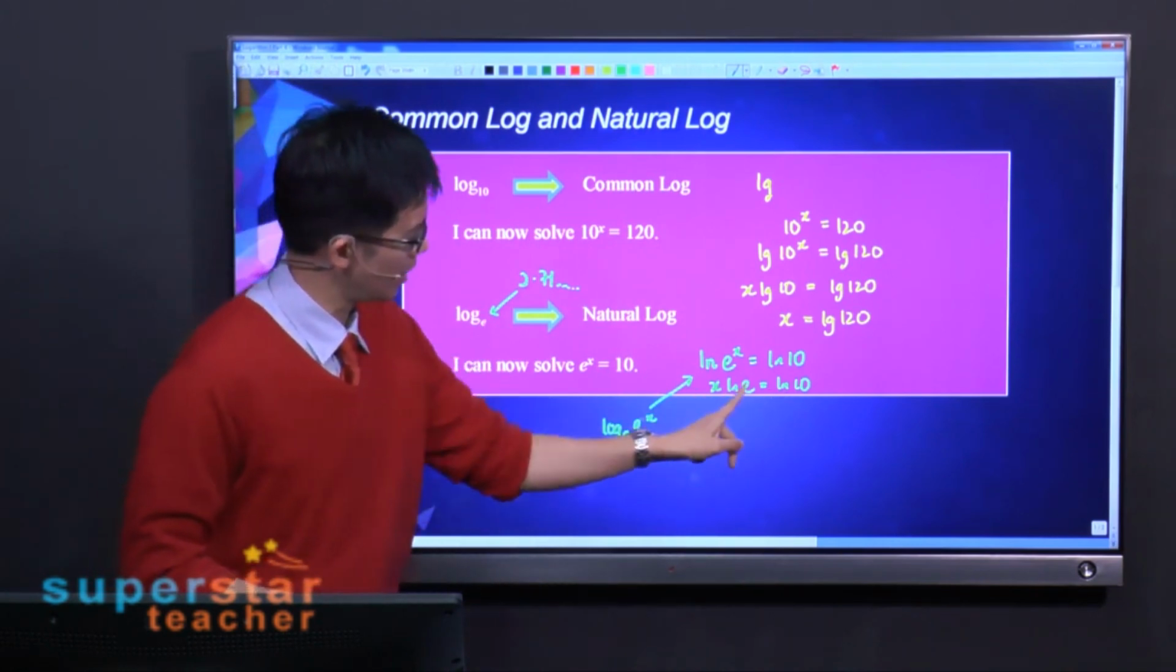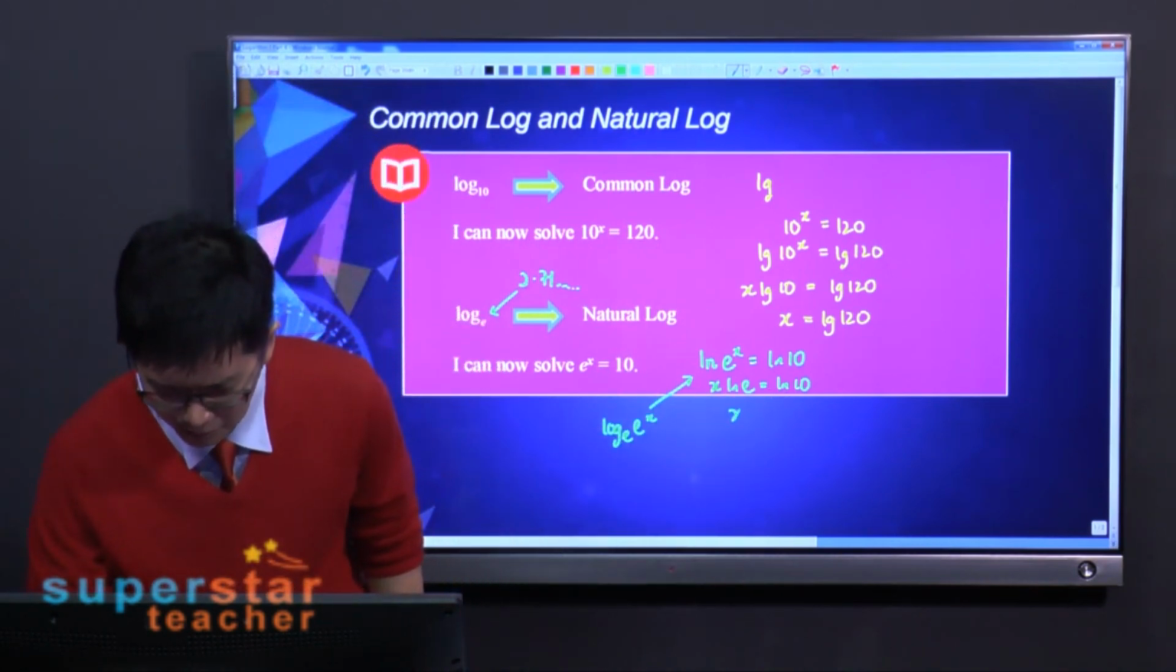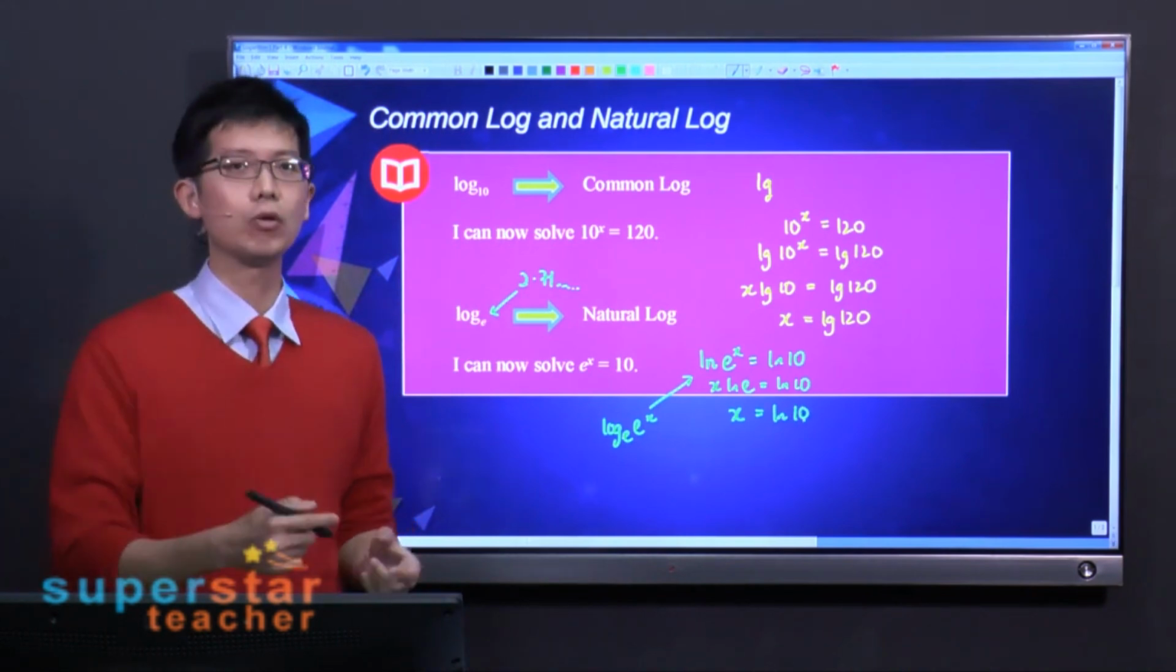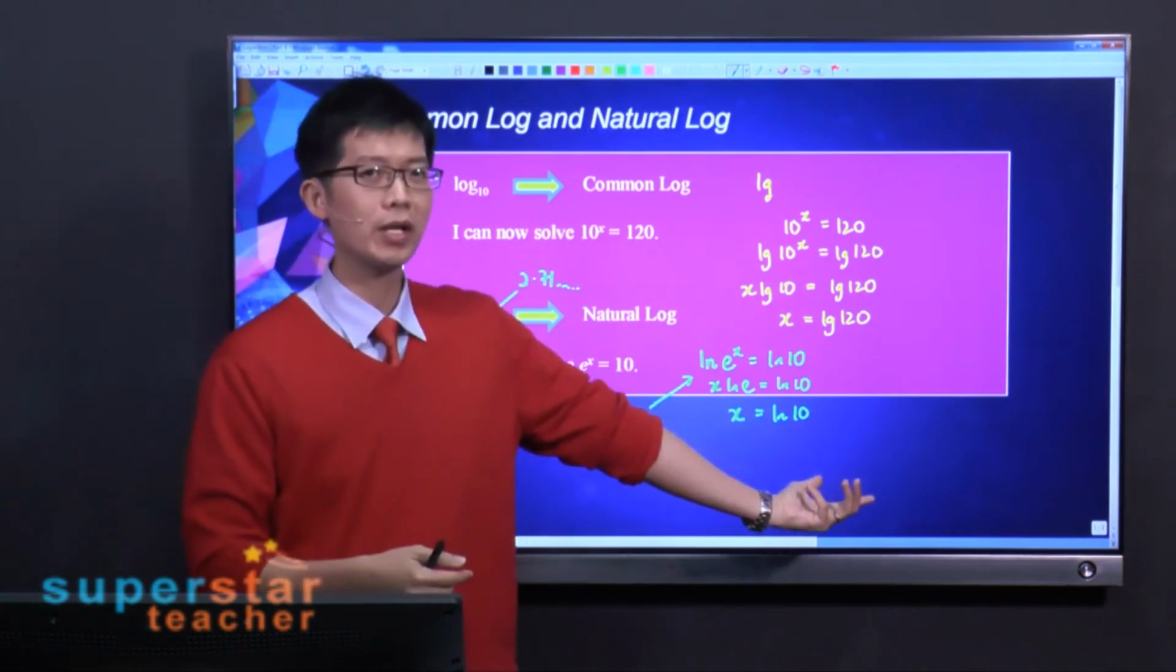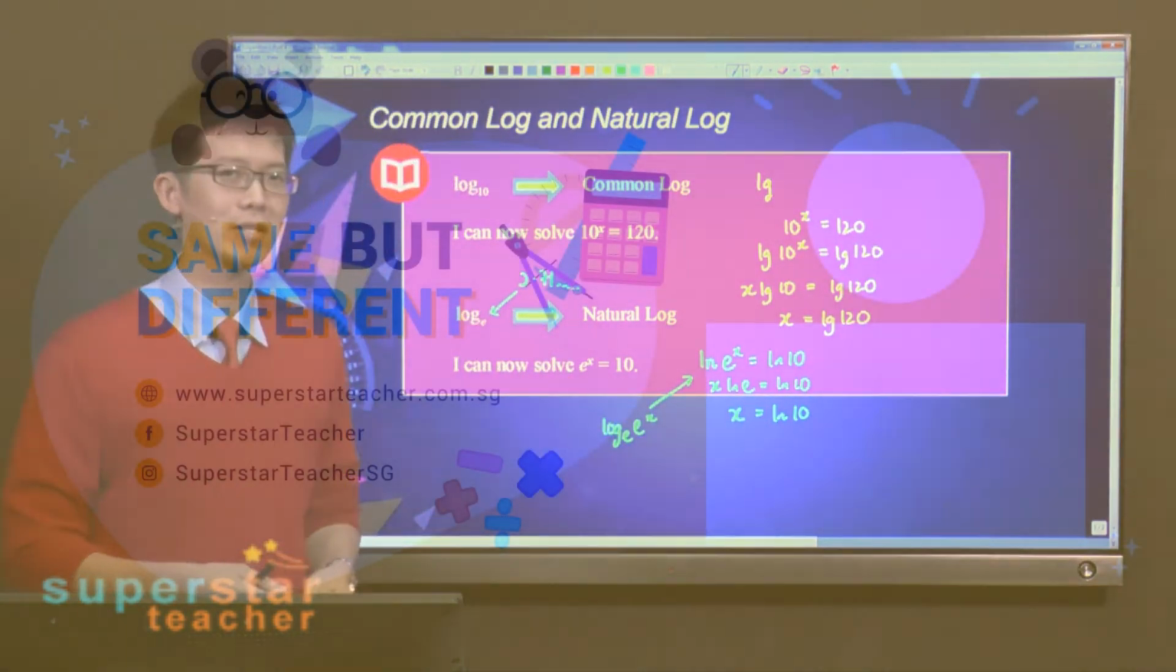From here we can figure out the answer for x, which is x equals ln 10. Again, you go to the calculator, press ln 10 and see what you get. That should be the answer for x.